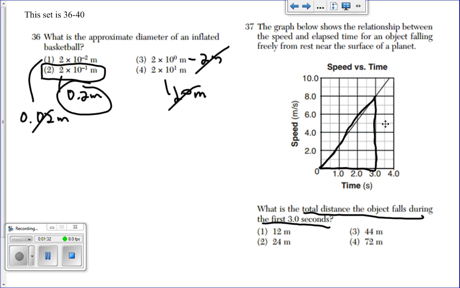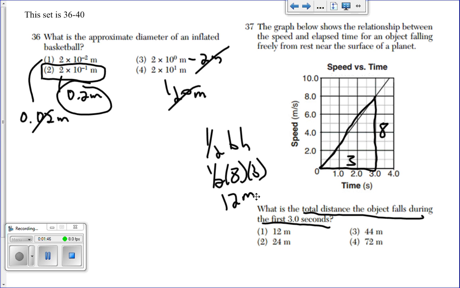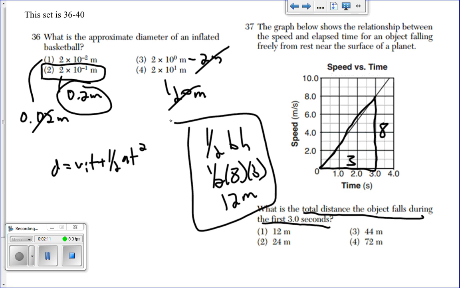So we have a little triangle there, and this side is 8, and this side is 3, and so we do a little 1/2 base times height, so 1/2 times 8 times 3, and that gives us 12 meters. Another way you could do this is to say distance equals v_i t plus 1/2 a t squared. You could do it this way if you wanted to. You have to find the acceleration, but that's not too bad. But this is definitely your best method, so just use that.